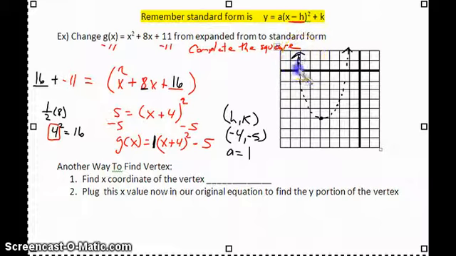And my graph would look like this. I don't know why I'm making a dash. I should make that solid. So my graph would look like that.